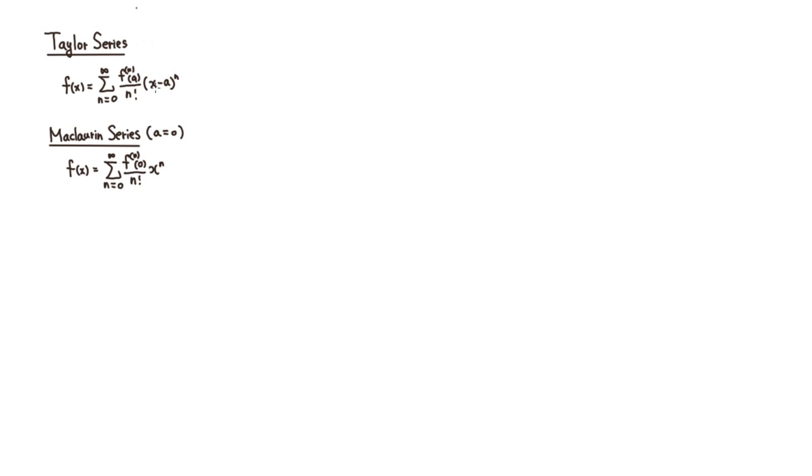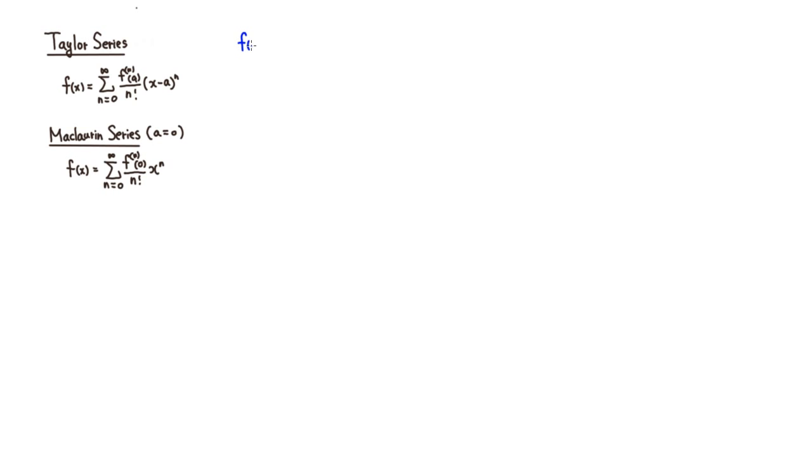And the Maclaurin series is simply a special case of a Taylor series where a equals 0. So you just put 0 for a, and you get that formula. All right, so let's try to derive this Taylor series formula. We're going to start with f of x.